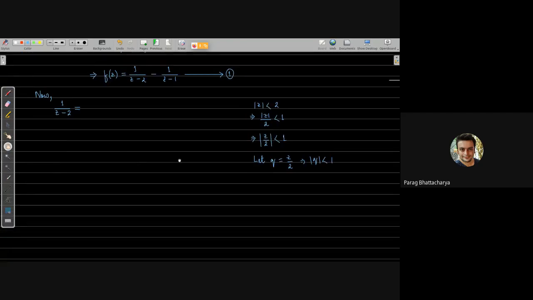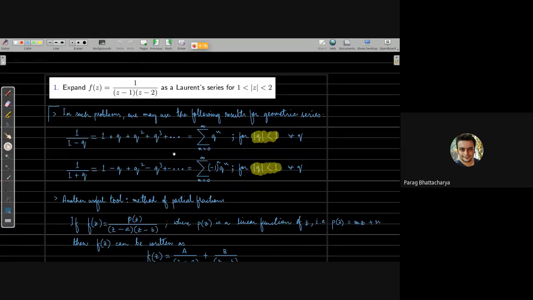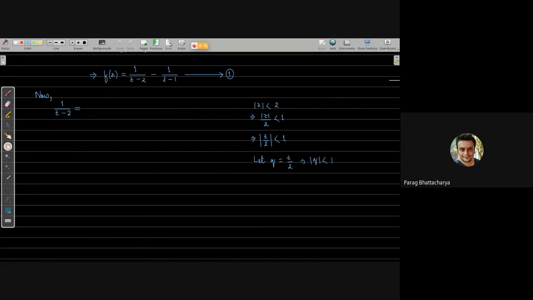Somehow I have to bring it in this form, that something is less than 1. That something we'll put as q. And the moment we have q less than 1, we immediately see that 1 by 1 minus q is equal to this one. So therefore 1 by 1 minus q is equal to 1 plus q plus q square plus q cube and so on.